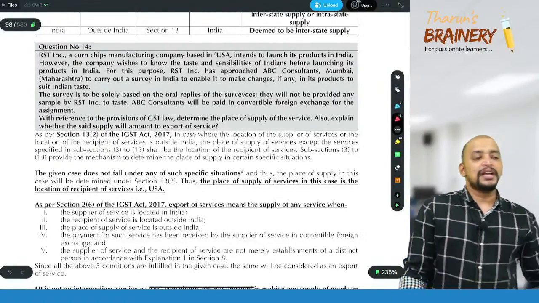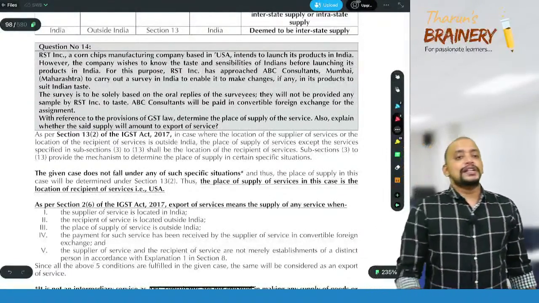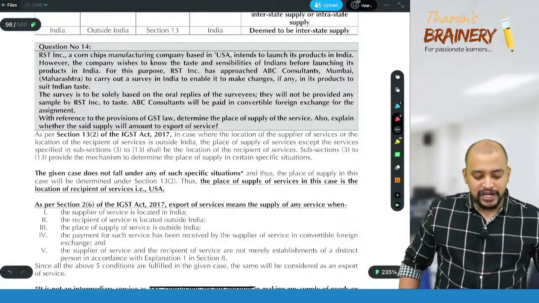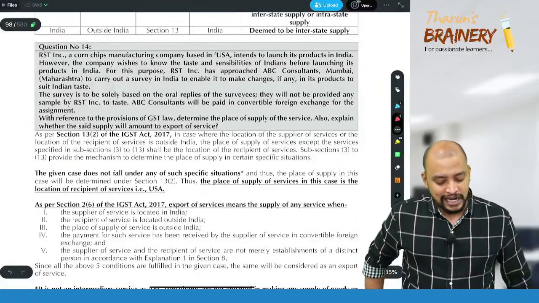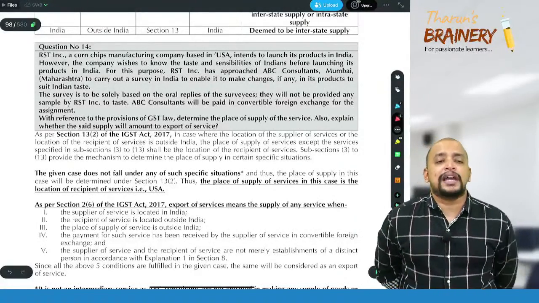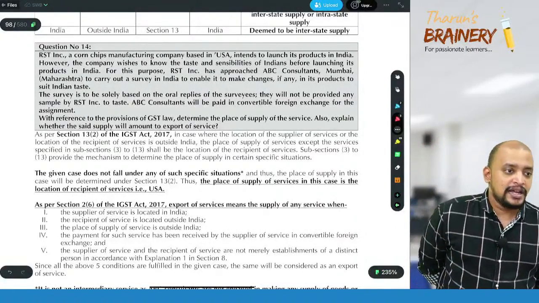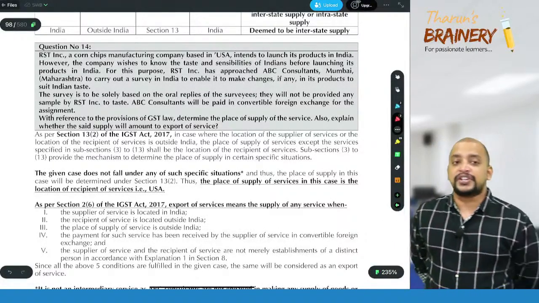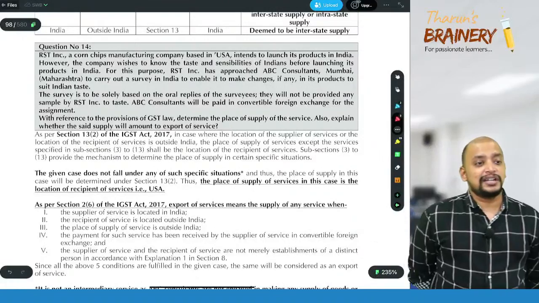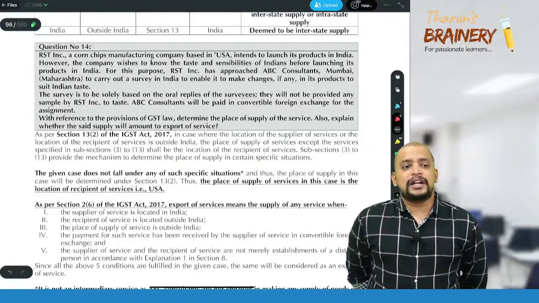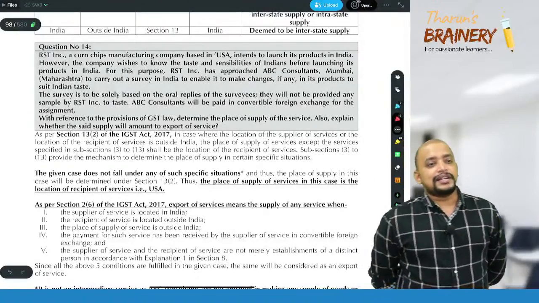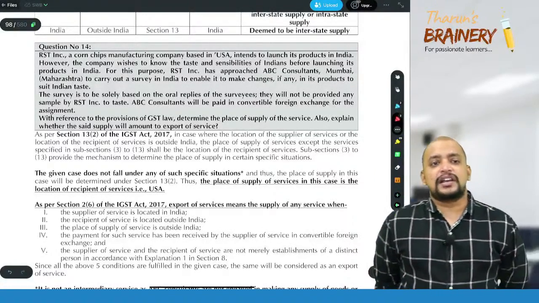First of all, it is services. So who is the supplier of service? RST Incorporation is the recipient outside India. ABC Consultants Mumbai is the supplier in India and the recipient is located outside India. So section 12 or section 13? Section 13. Will it come under performance based service in relation to goods?